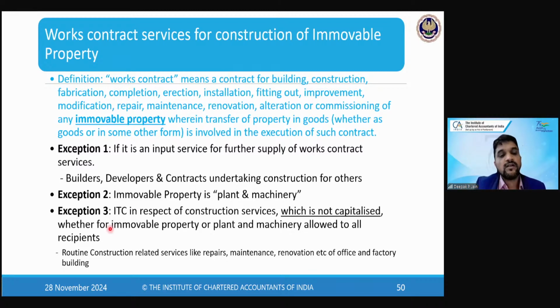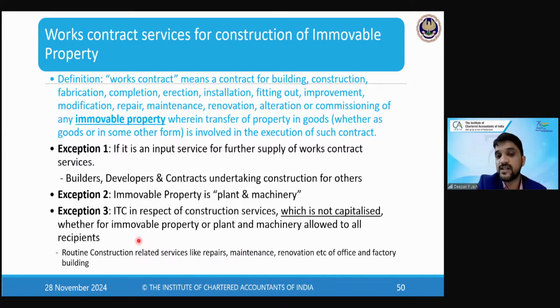Okay. Exception 3 is ITC in respect of construction services which is not capitalized, whether for immovable property or plant and machinery, allowed to all recipients, where you are not capitalizing it. For example, some construction has been done and now you have to repair it, so you will expense it off. Those expenses which you do not capitalize, which you do not show as fixed assets, only those expenses which are affecting your P&L account, there you can claim the credit.